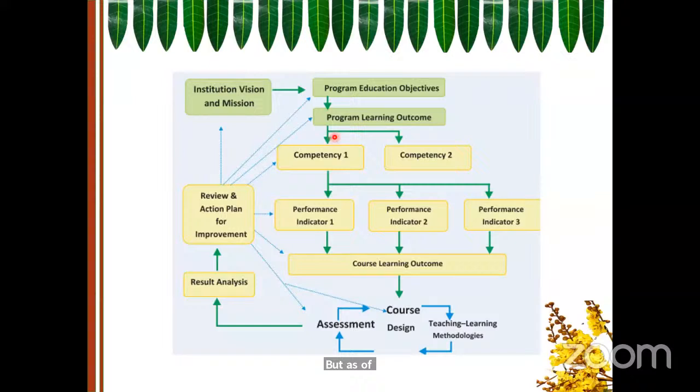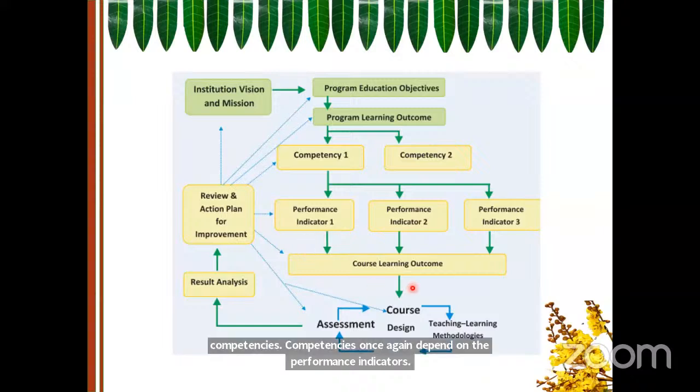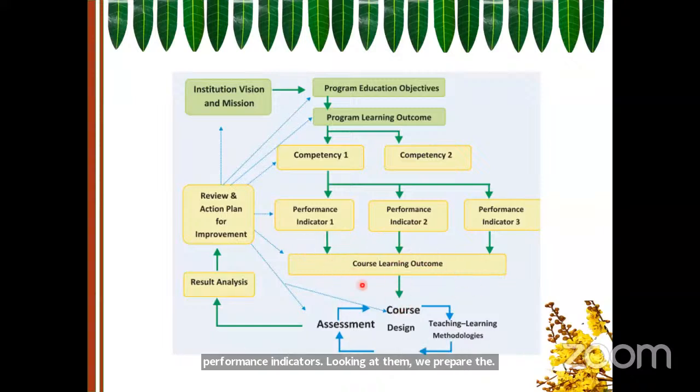As I told you, they are mapped to the competencies, dependent on the competencies. Competencies once again depend on the performance indicators. Looking at these performance indicators, we prepare the course outcomes or the learning outcomes. Based on that, the course will be designed, and the teaching learning methodology. This is the first slide that I have told you. The teaching learning, that's the plan, do, action, and then improve, will take place. Finally, you come up to the result analysis.